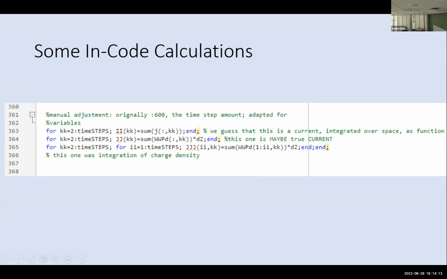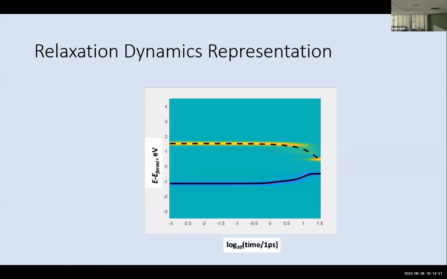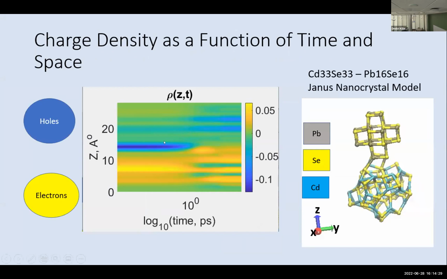There's also some in-code calculations. I'm still figuring out where everything says what it is in the code. I think this is where the integration takes place. So once you do that, we do get a similar graph to last week. We get a relaxation. We can also see charge density as a function of time and space.